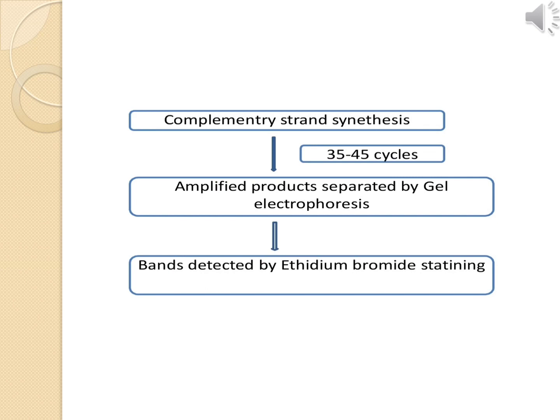After several cycles of amplification, the DNA is subjected to gel electrophoresis. The amplified DNA will form a distinct band. It is detected by ethidium bromide staining and visible fluorescence under UV light.